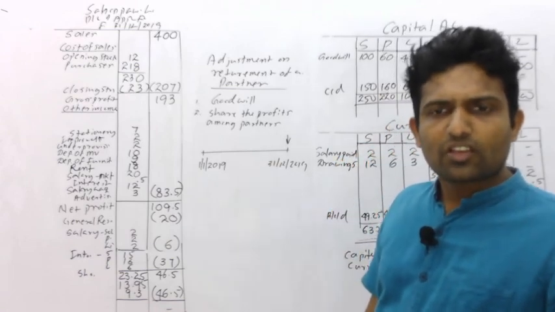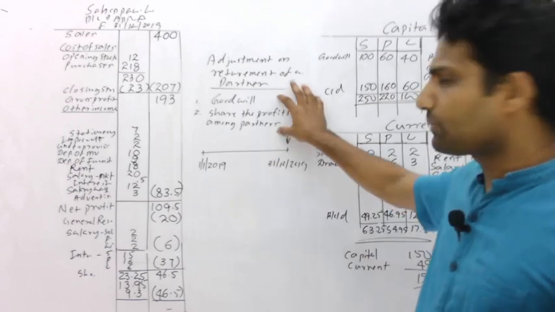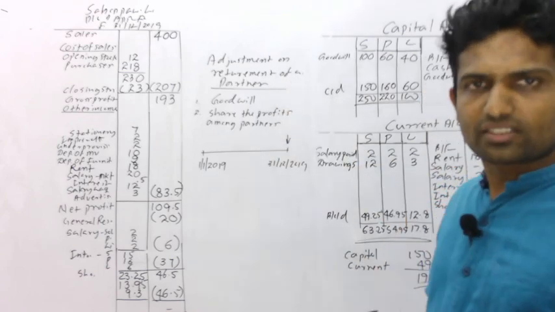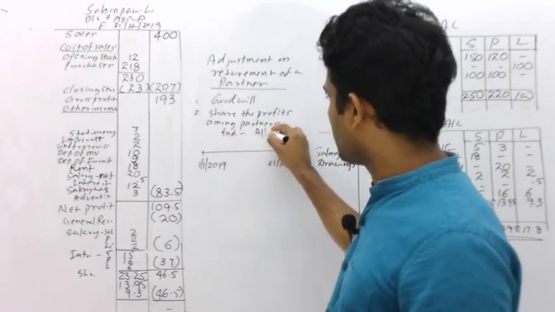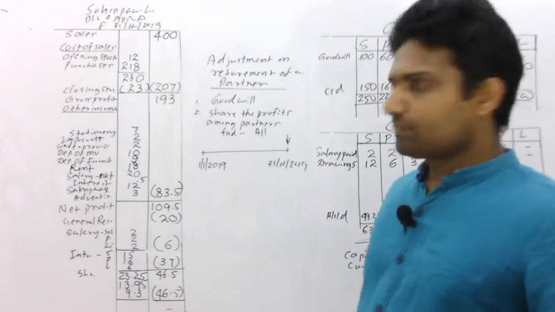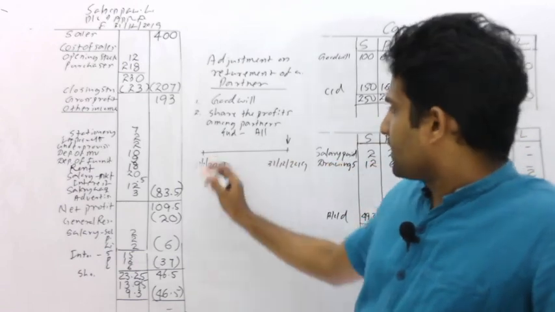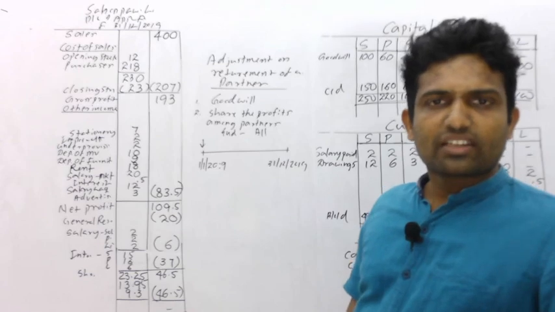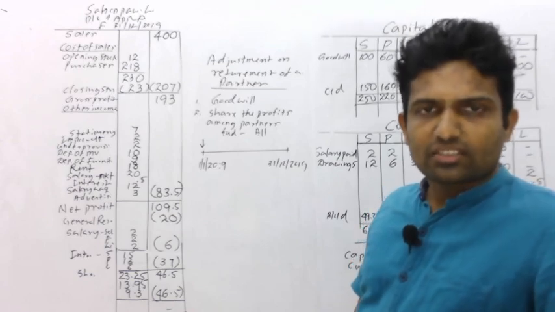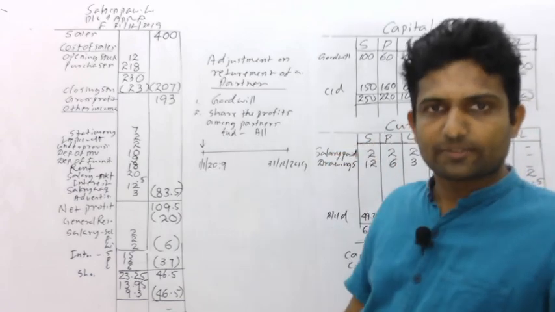Therefore, if the partner retires at the end of the year, you have to share the profit among all the partners. But see, C retires at the beginning of the year. At the beginning of the year only he retired. If the partner retired at the beginning of the year, if it is C, C was not a partner for the current year.